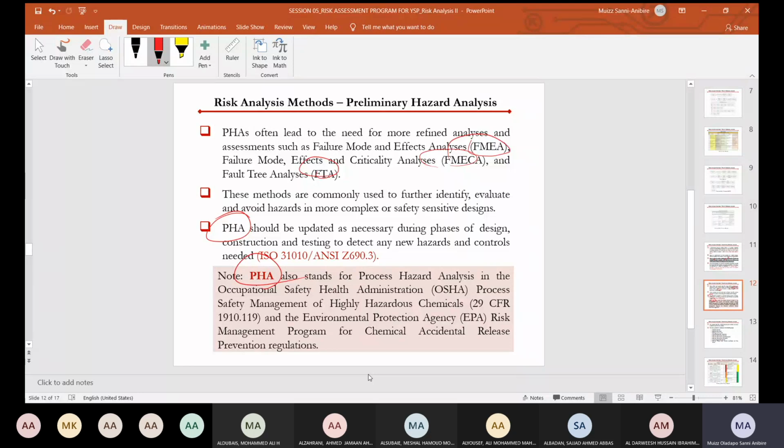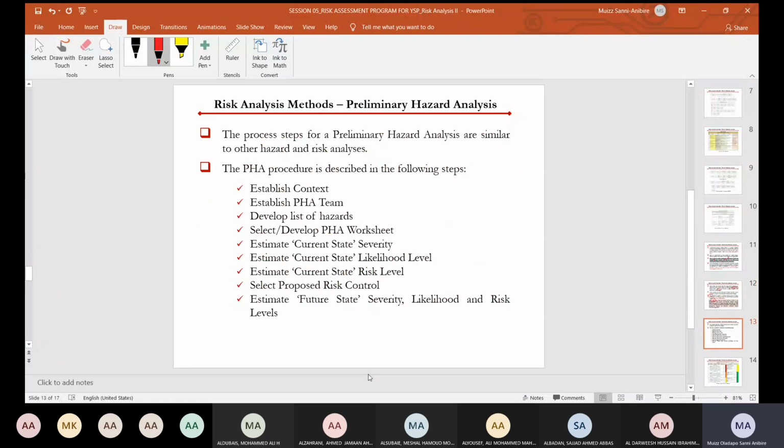Okay. So basically, you can see we have PHA, we have PSA. PSA means process safety. PHA means various types of hazards: construction, chemical, oil and gas, everything like that. Or PHA, which is process hazard analysis, has to do with only chemical process industries and chemical industries.